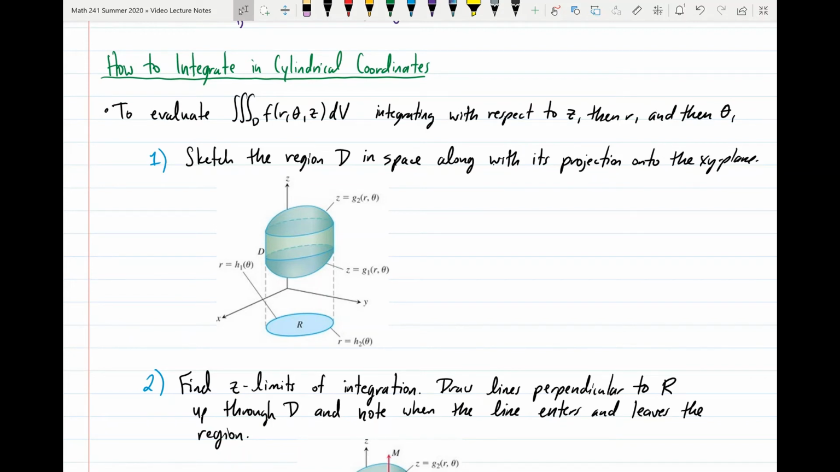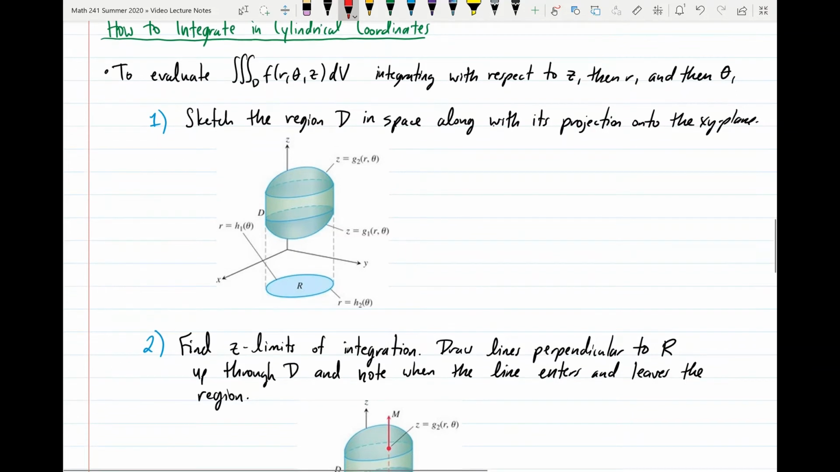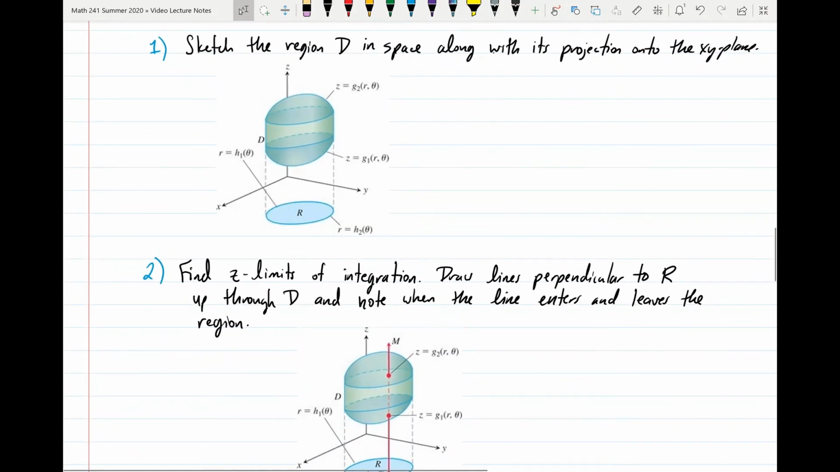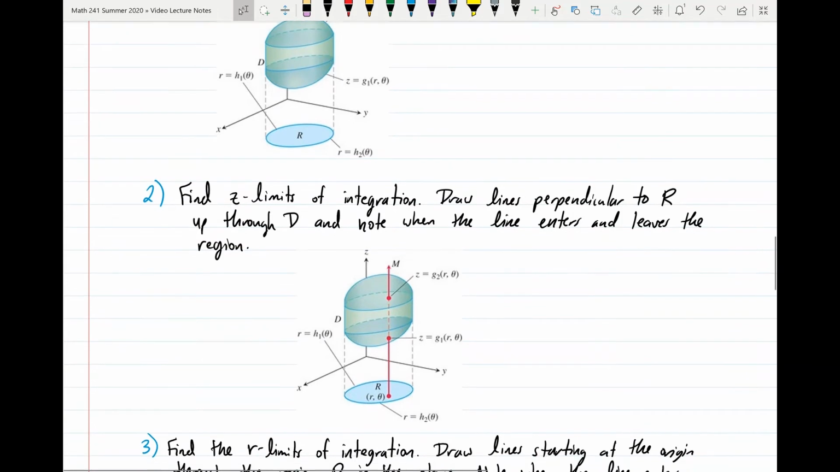So the first step is to take our region D in 3-dimensional space and just sketch it along with its projection onto the xy plane. If you look in the diagram here, we have the region D that's sketched up in space somewhere, and then we also have the region R down in the XY plane that represents the projection of that space down onto the plane.